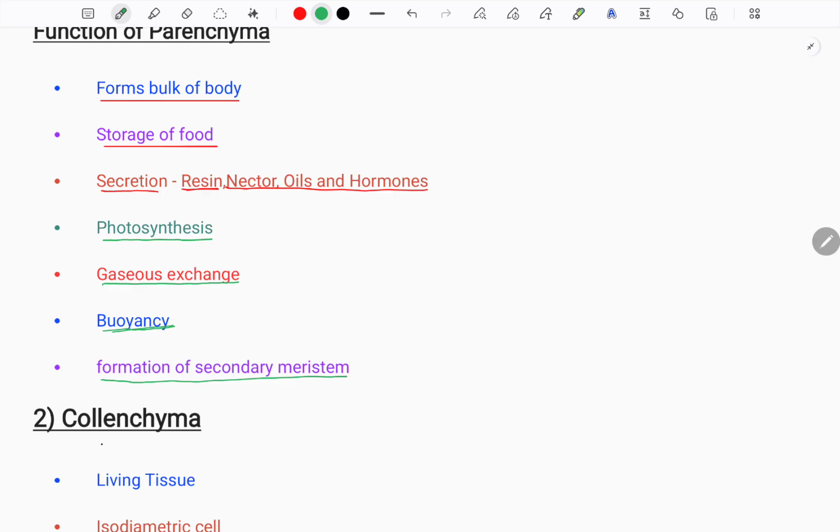In the last class, we discussed three terms. Again, I am describing them: differentiation, dedifferentiation, and redifferentiation. Secondary meristem develops by the dedifferentiation of the primary permanent tissue, especially by the parenchyma, because incomplete cells or dead cells are not able to regain the capacity of division, so they cannot be meristematic once again.